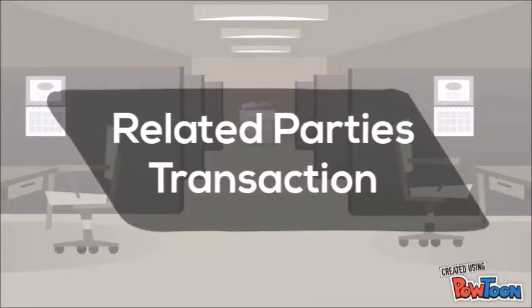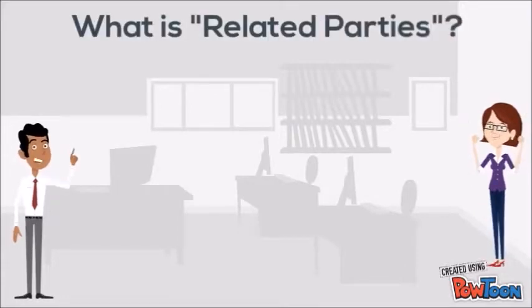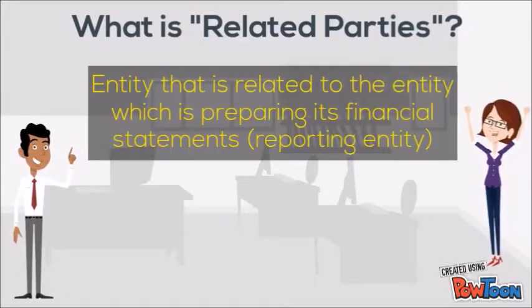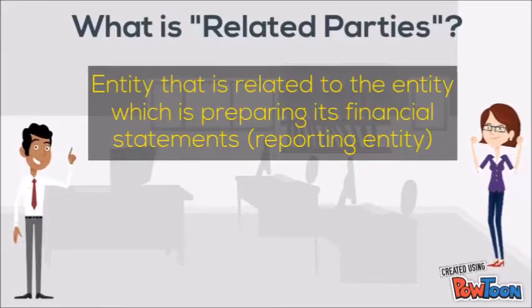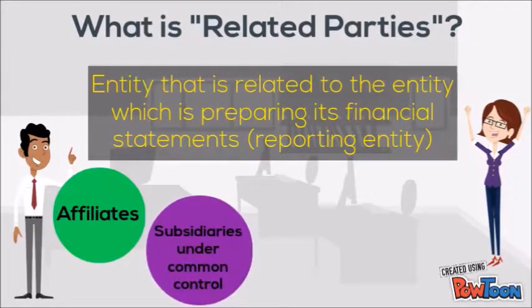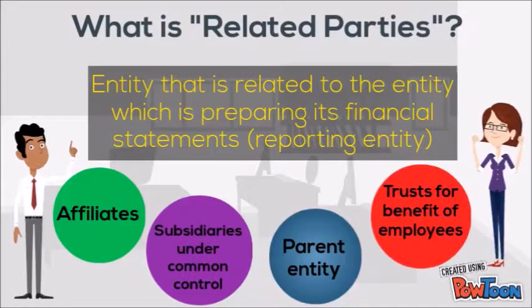Next, we look into related parties transactions. So, what does related parties mean? It is where an entity that is related to the entity which is preparing its financial statements, known as the reporting entity. Examples of these entities are affiliates, subsidiaries under common control, parent entity, and trusts for the benefit of employees.